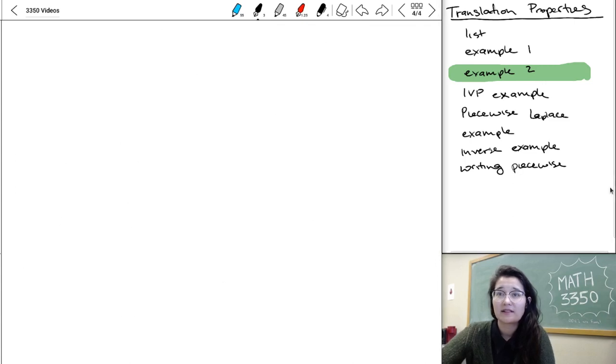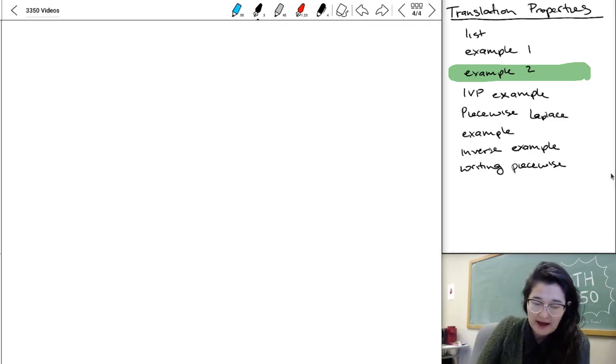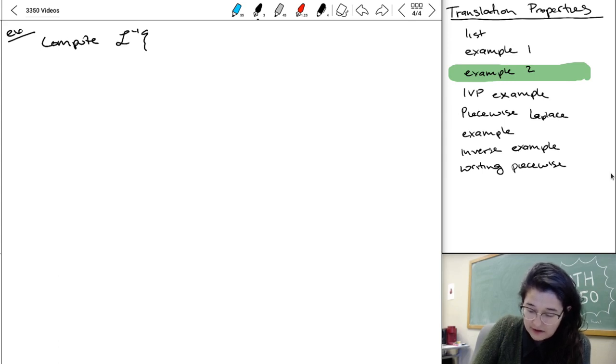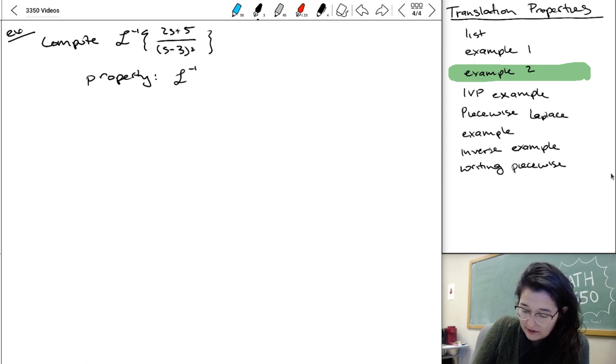So let's go ahead and do an example where we have to use that inverse. So we're going to be trying to compute L inverse of (2s plus 5) over (s minus 3) squared. And this is using that property that L inverse of capital F of s minus a is going to be e to the at times f of t.